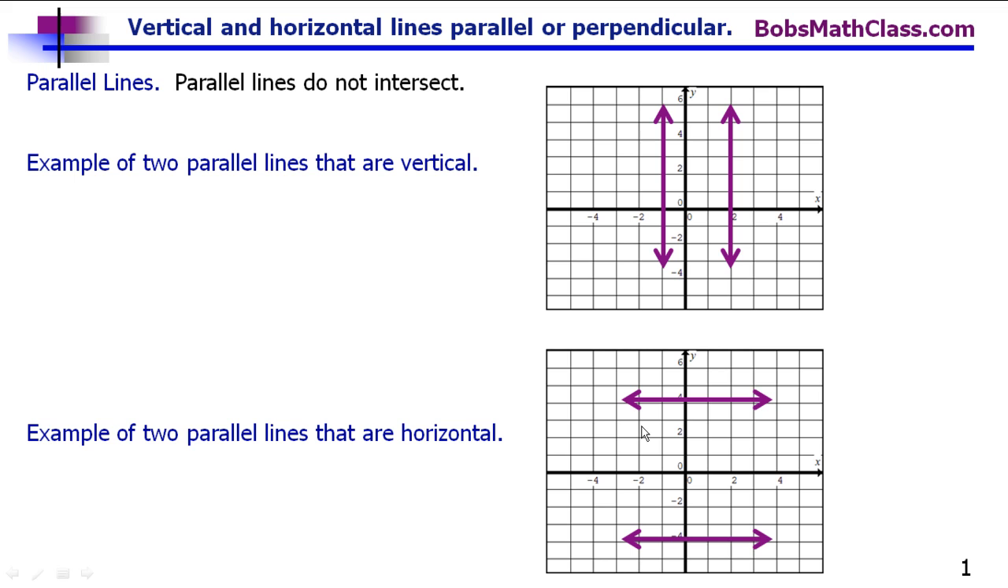Here are two parallel lines that are horizontal. Again, the distance is always the same in between the lines. These lines will never intersect.